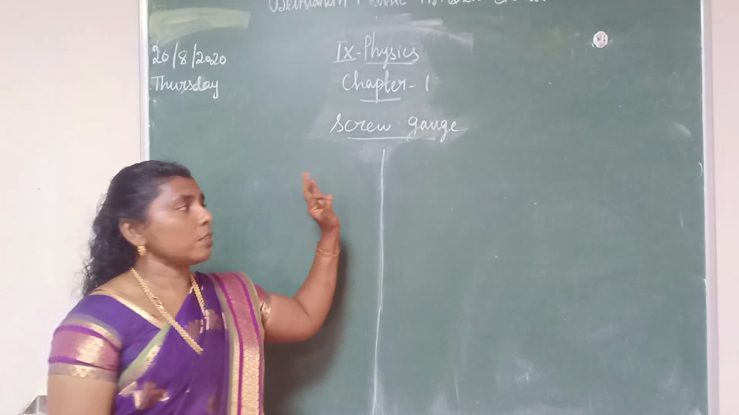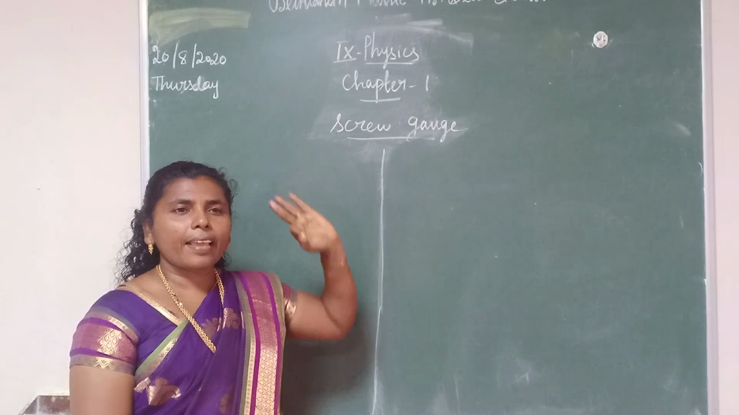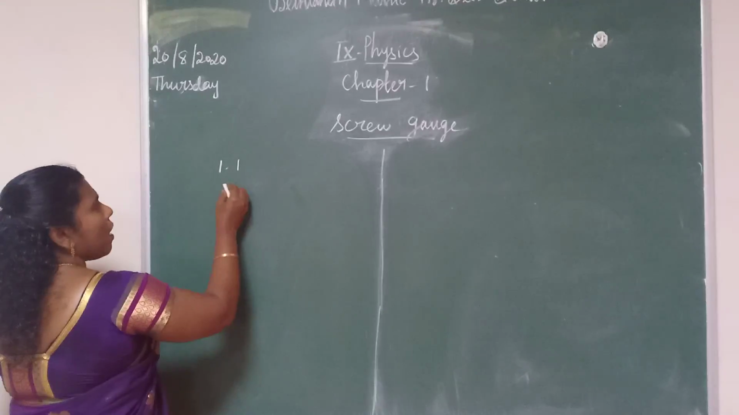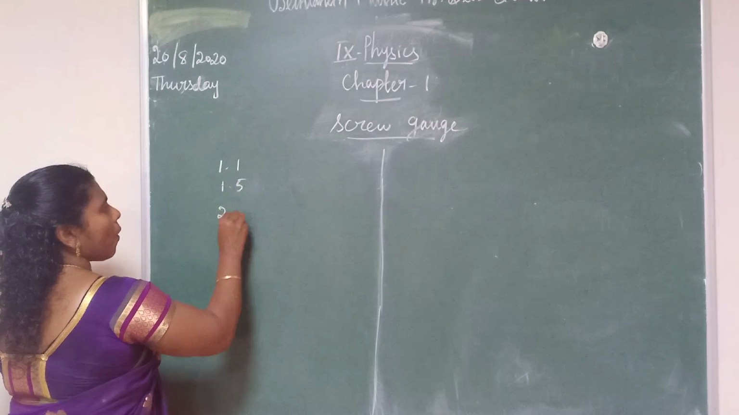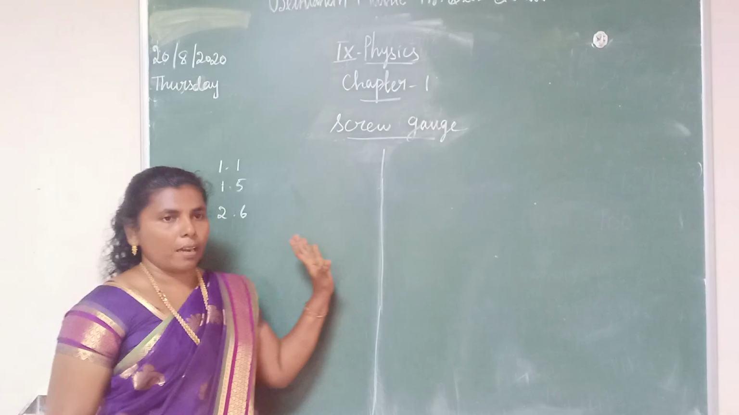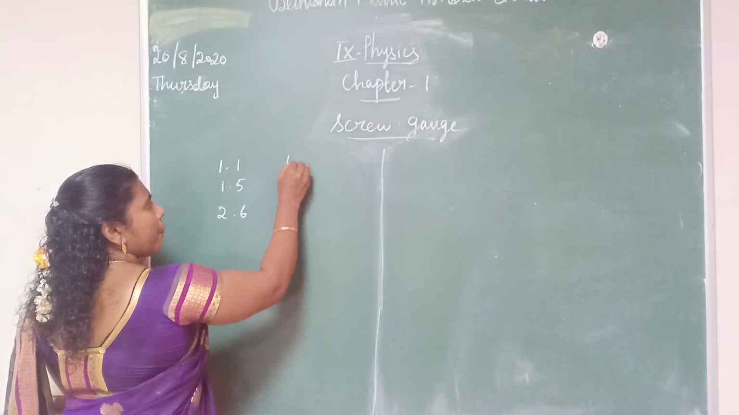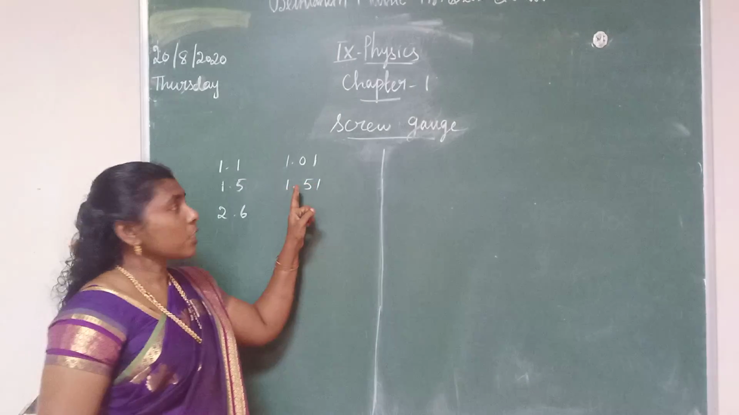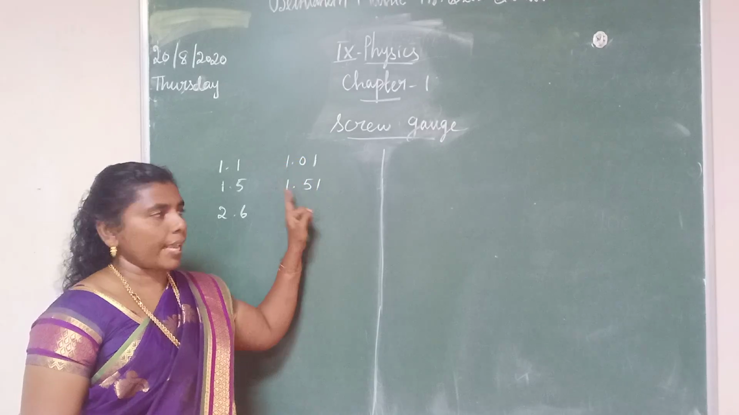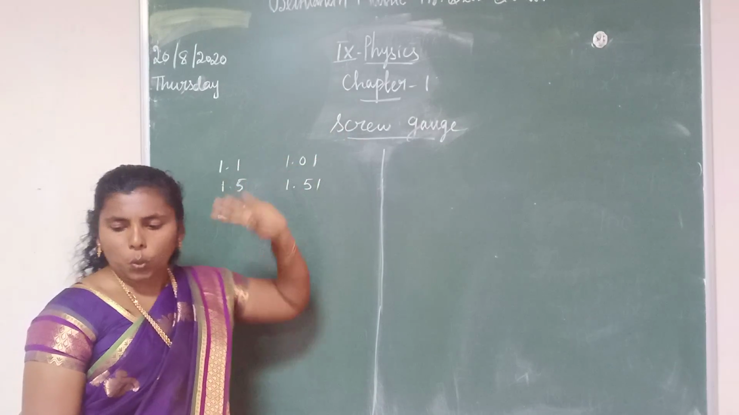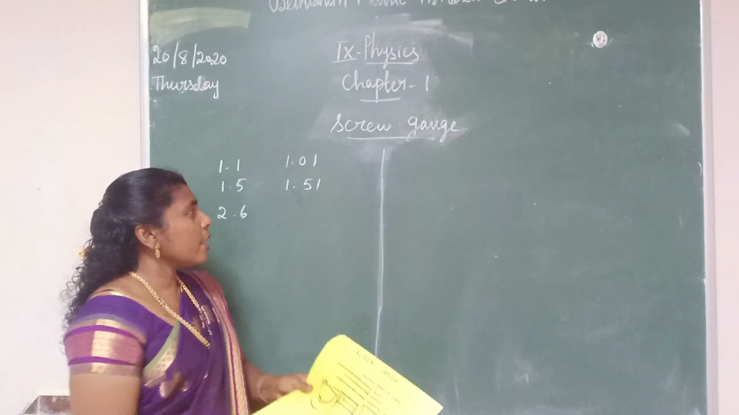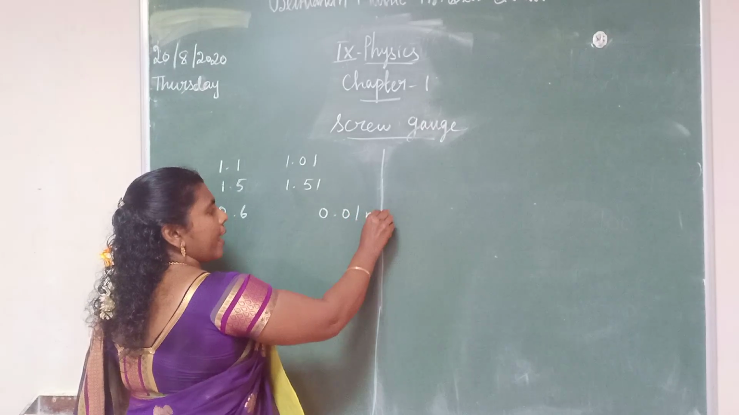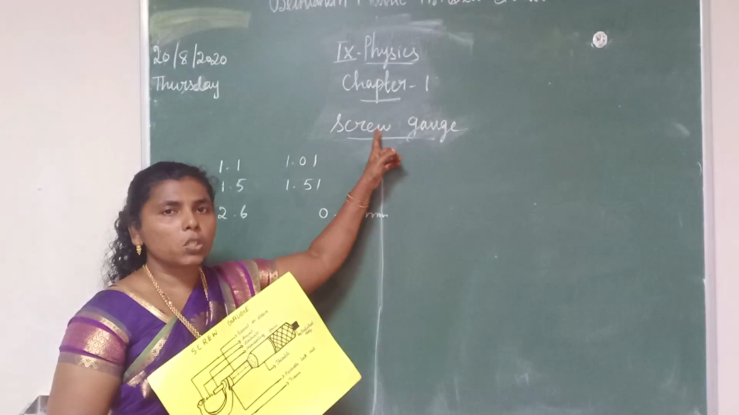So why are we using this screw gauge? By using a scale also we can measure. We can measure 1.1 or 1.5 or 2.6 using a scale, but we cannot measure 1.01 or 1.51 using a scale. So we are using this screw gauge. The smallest value, 0.01 millimeter, we can measure by using this screw gauge.